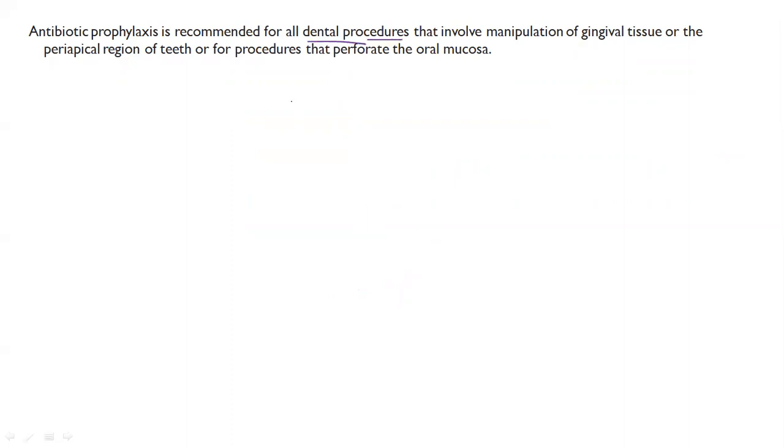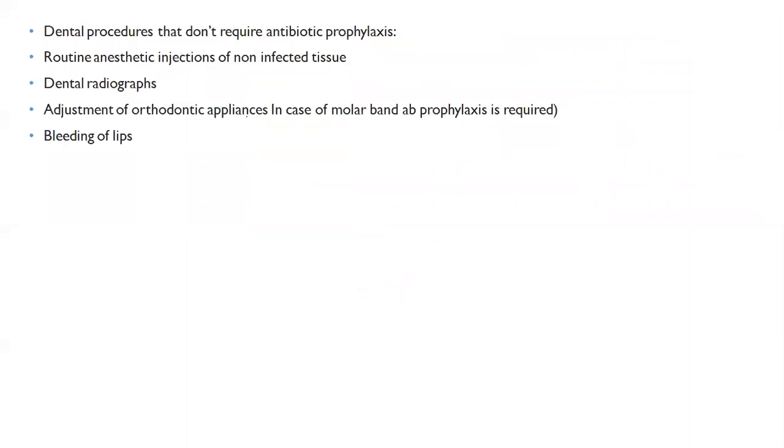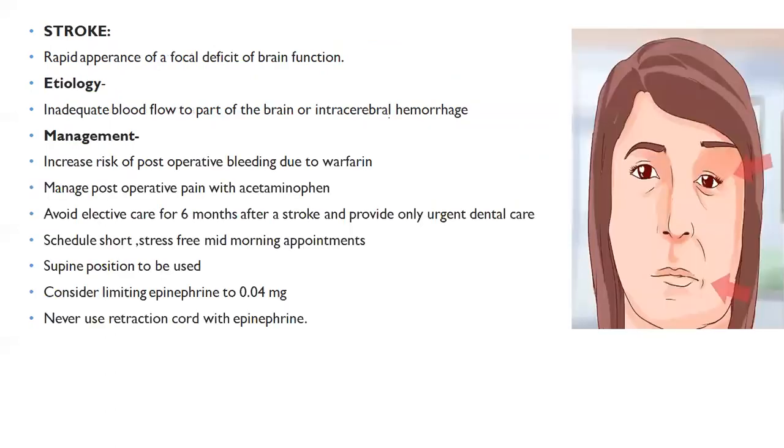You have to use antibiotics where you're going to change anything around the gingiva, or you're going to go deep and make any modifications to the periapical region of the tooth. In that case, you have to use antibiotics. The dental procedures that do not require antibiotics are routine anesthetic injections of non-infected tissues, dental radiographs, and the adjustments of orthodontic appliances. In case of a molar band, we have to use antibiotics. So the exception is the molar band, and bleeding of the lips also we do not require antibiotics.